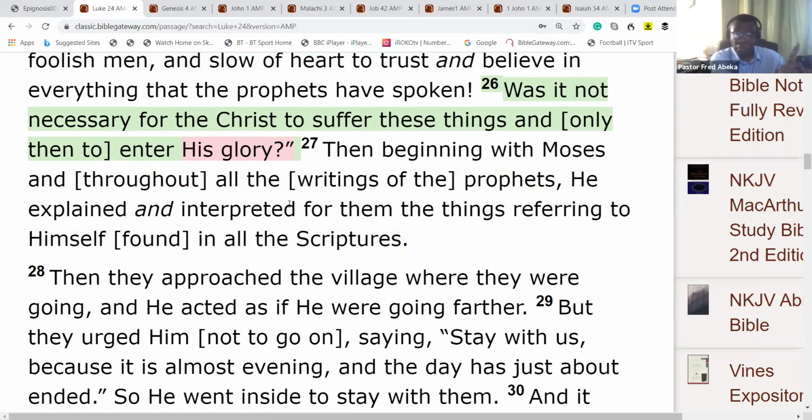Remember, before resurrection, parables. After resurrection, there's no parable here. So he's doing something to the Old Testament. That means all the time Jesus used parables to try and bring their mind to the target of the writings of the Old Testament. Then, beginning with Moses, look at how Jesus started teaching the Old Testament.